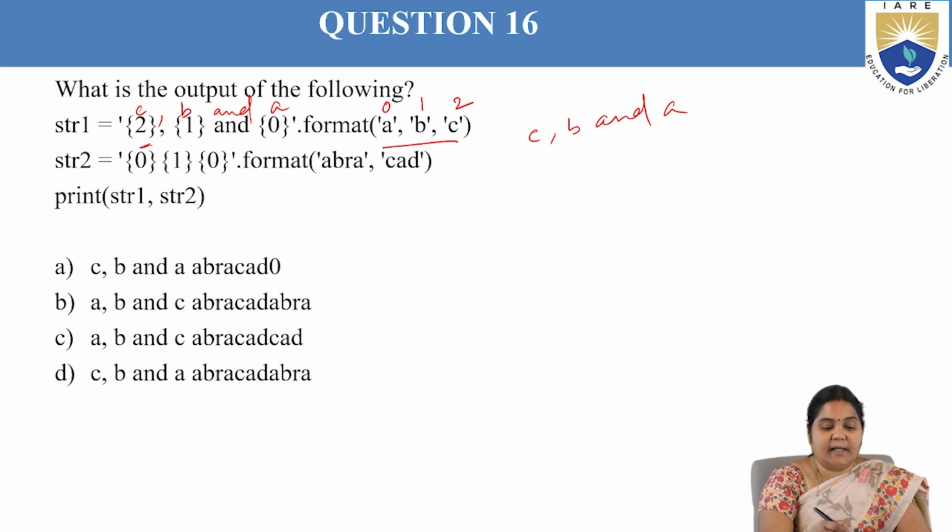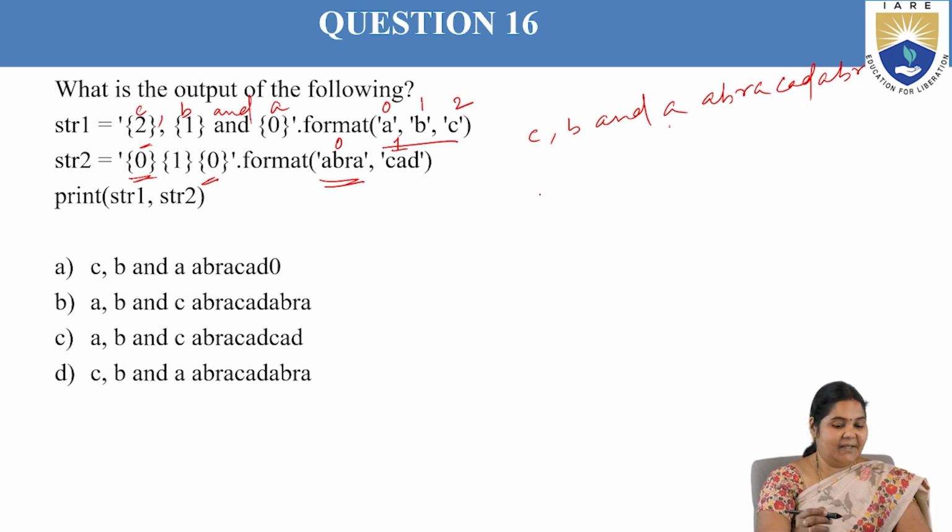Now coming to the second line. What is given? This is the 0th argument, this is the first argument. So the 0th argument Abra is given, so Abra will be printed. Then the first argument CAD will be printed. Then again the 0th argument will be printed, so again Abra will be printed. So what is the output? CBA abracadabra. Very interesting.